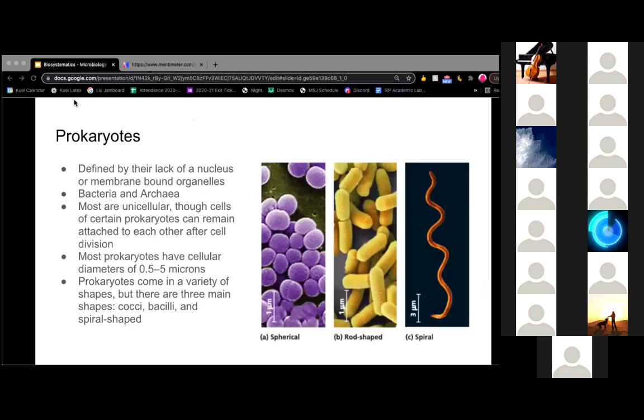All right, now we'll be talking about prokaryotes. Prokaryotes are defined by their lack of a nucleus or membrane-bound organelles, and they mainly include organisms of the domains bacteria and archaea. Most prokaryotes are unicellular, but cells of certain prokaryotes can remain attached to each other after cell division. Most prokaryotes have cellular diameters of 0.5 to 5 microns, and they come in a variety of shapes, but there are three main shapes, which are cocci or sphere-shaped, bacilli or rod-shaped, and spiral-shaped.